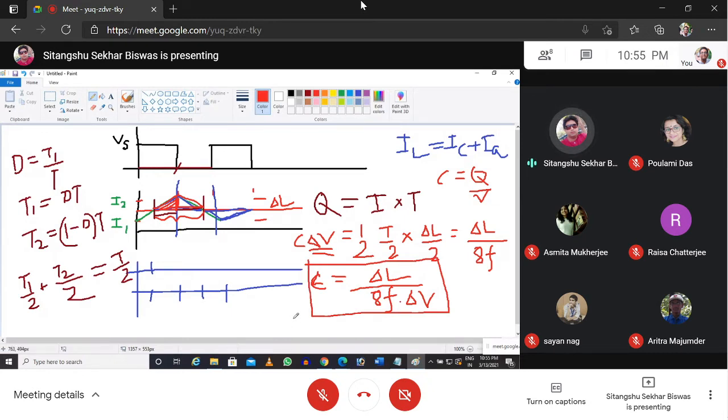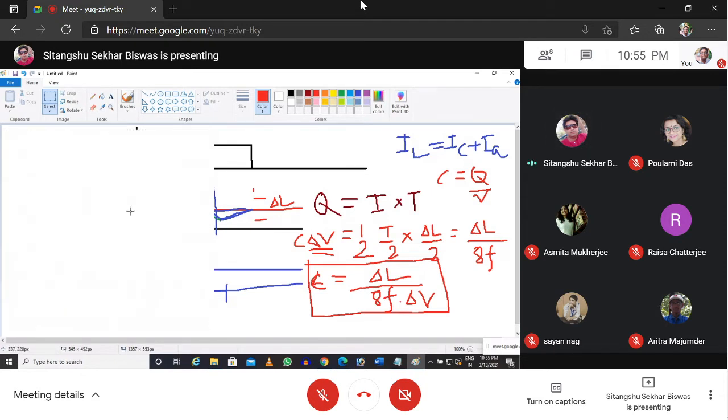Now, how to find the value of the inductor? We know the voltage across an inductor is V equals L di dt.